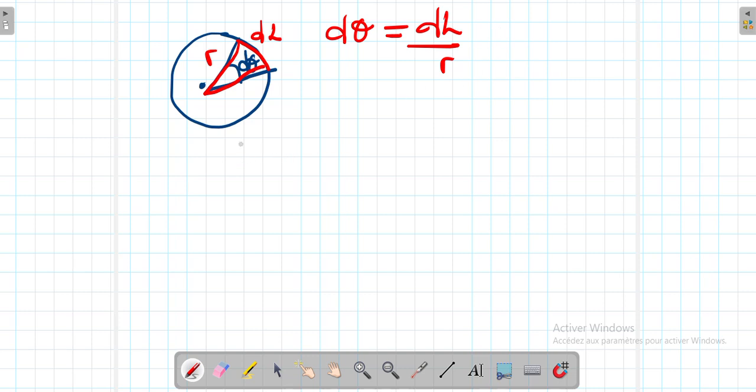Now, solid angle. This is a plane angle, it's on a plane.